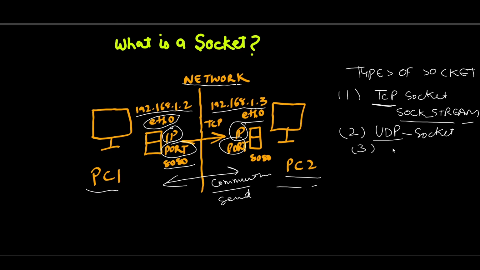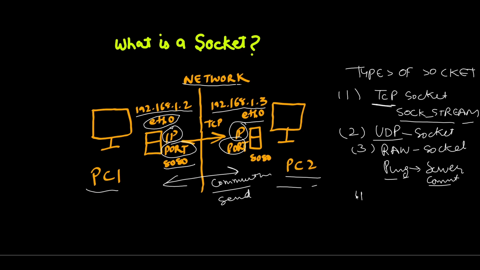And the third is the raw socket. So what is a raw socket? In a raw socket, there is direct access to the low-level network protocol, and it bypasses the transport layer. For example, ping uses a raw socket to check server connectivity, whether the server is live or not, or whether some API is live or not. So we can use the ping protocol in that socket.